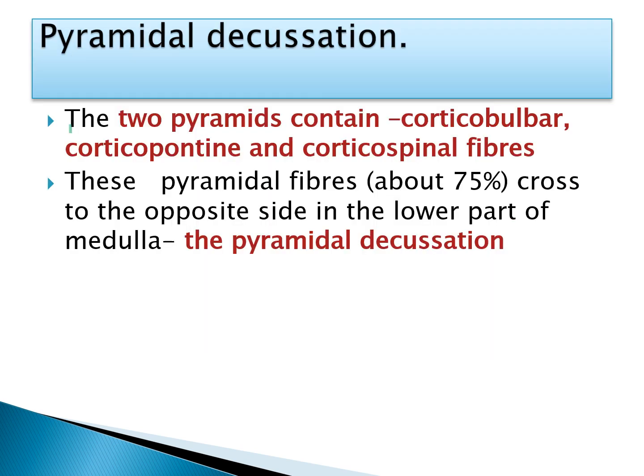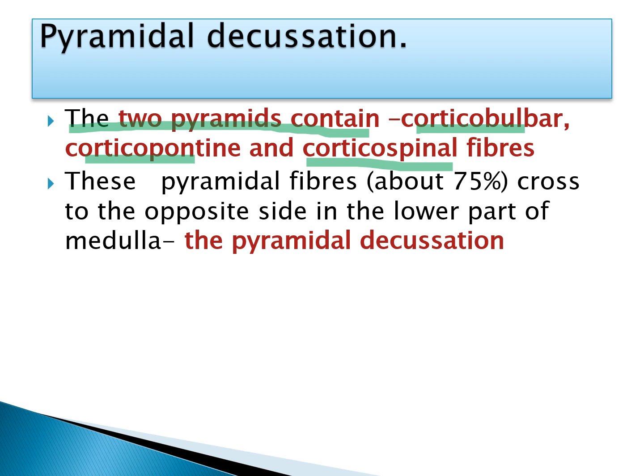What do these pyramids contain? Pyramids contain all these fibers. So you have to know corticobulbar, corticopontine and corticospinal. They are all arising from the cerebral cortex to the spinal cord, to the pontine nuclei and to the bulbar.